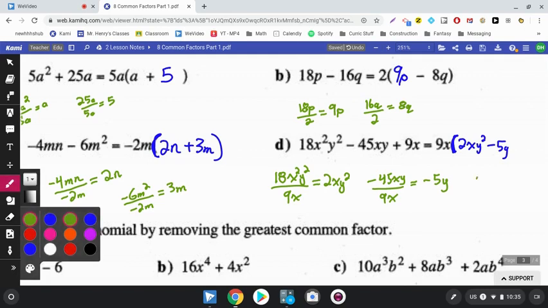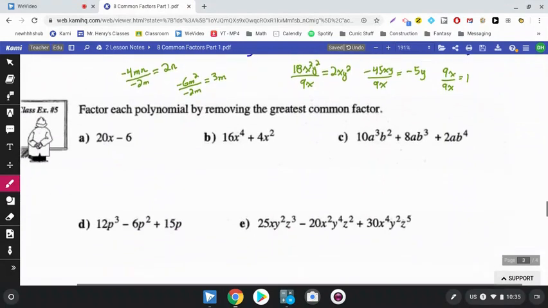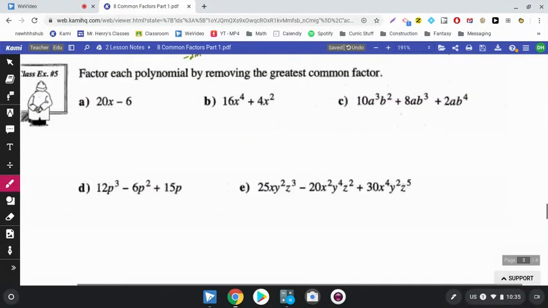And the final one, 9x divided by your common factor of 9x. Oh, well, anything divided by itself is just 1. So my final term would be plus 1. Okay? And that is the idea of factoring with a common factor. You are dividing out, you are removing out the common factor. I'm undoing the multiplication. I'm bringing the multiplication back out front. Okay? Alrighty.